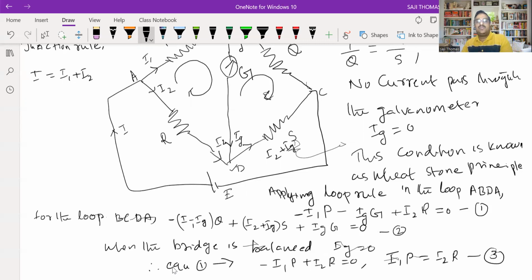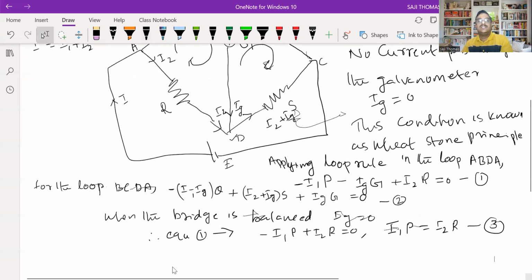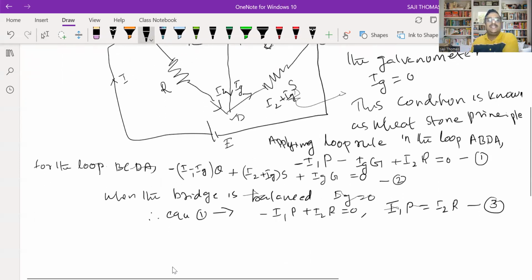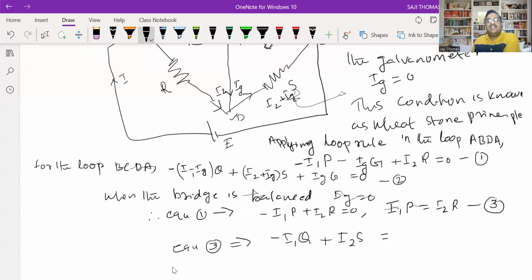Similarly, you put IG as 0 in equation 2. So when you put IG as 0, it becomes minus I1 into Q, IG is 0, plus I2 into S equals 0. So we can write I1Q equals I2S. This is equation number 4.